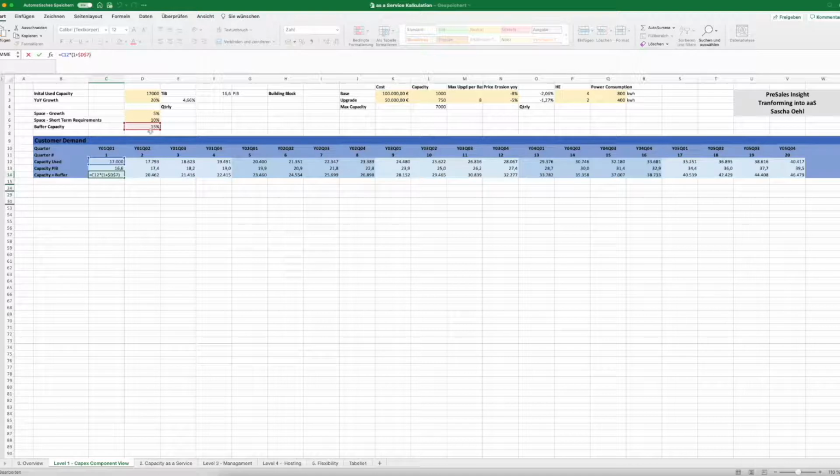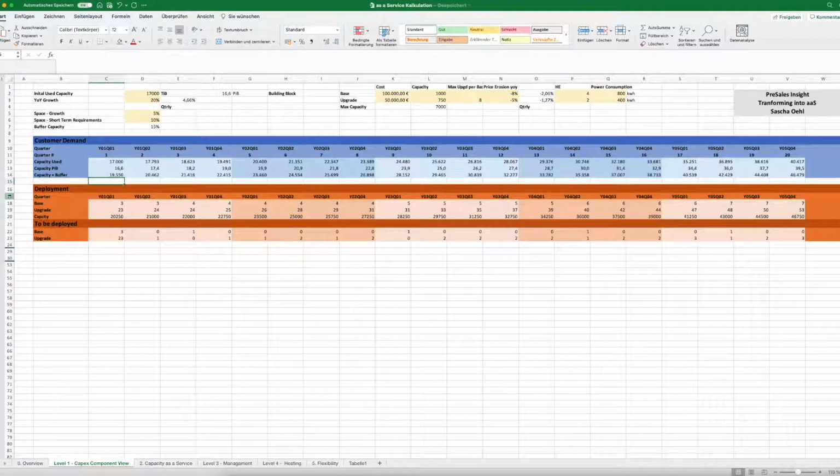So this is the demand of our customer. The next step that we do is we look at it and say what we need to deploy to fulfill the demand. You see here, we are basically working with the customer demand that we've calculated in 9 to 14.